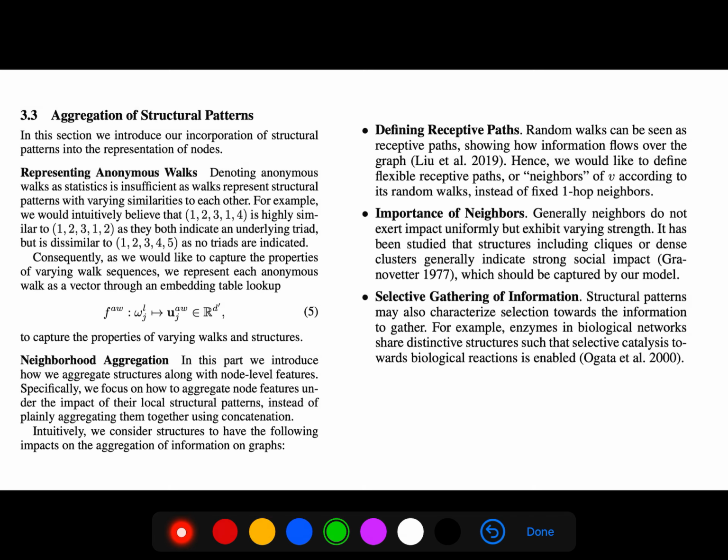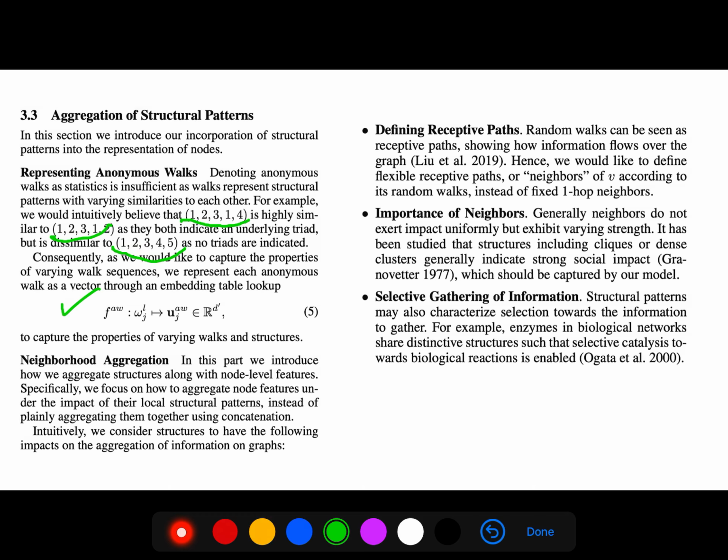Denoting anonymous walks as statistics is insufficient, as walks represent structural patterns with varying similarities to each other. For example, we intuitively believe that this sequence is highly similar to this sequence, as they both indicate an underlying triad. But is this similar to this, as no triads are indicated? So we would like to capture properties of varying walk sequences. We represent each anonymous walk as a vector through an embedding table lookup.